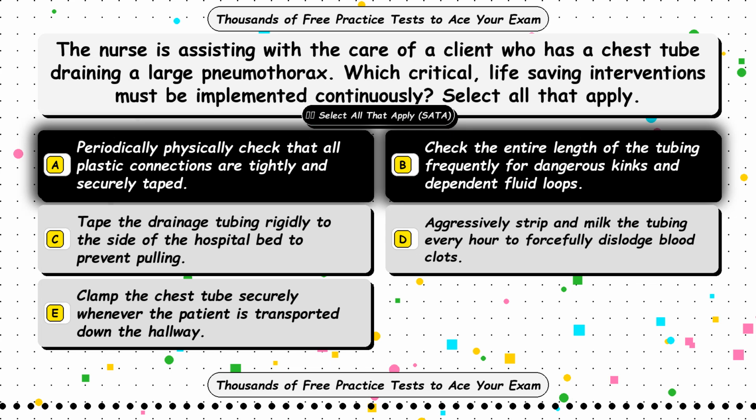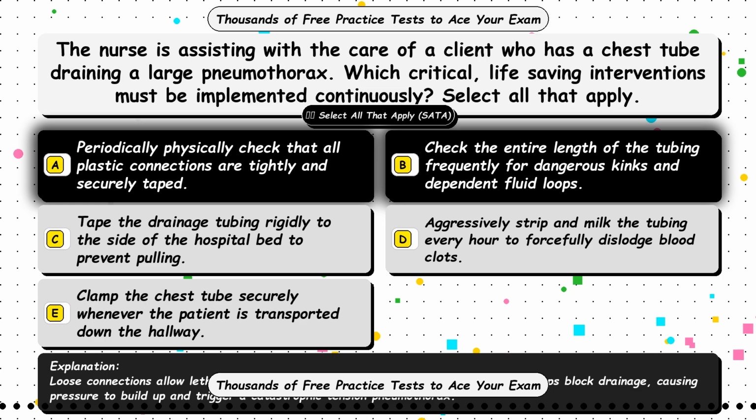The correct answers are options A and B. Periodically physically check that all plastic connections are tightly and securely taped. Check the entire length of the tubing frequently for dangerous kinks and dependent fluid loops. Loose connections allow lethal air to suck back into the chest. Kinks or fluid-filled loops block drainage, causing pressure to build up and trigger a catastrophic tension pneumothorax.